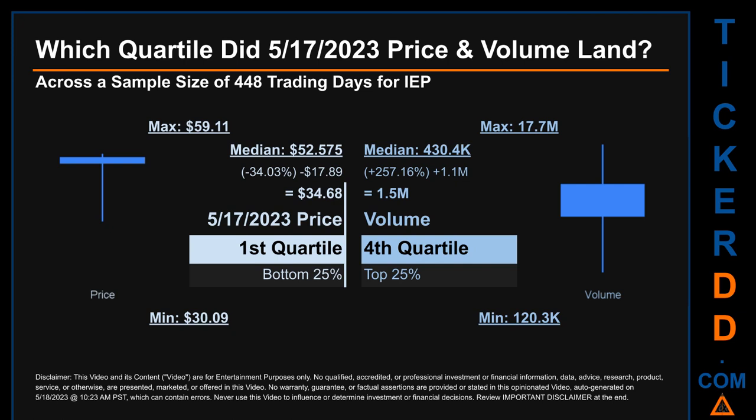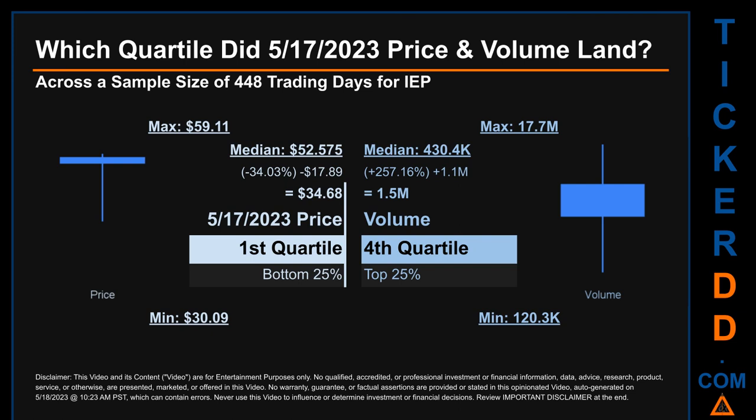Which quartile did May 17, 2023 price and volume land? Across a sample size of 448 trading days, the maximum end-of-day price for IEP was $59.11 while the minimum was $30.09. Within that price range, May 17, 2023 price, of $34.68, landed within the first quartile, meaning it was within the bottom 25% of all sampled end-of-day prices.